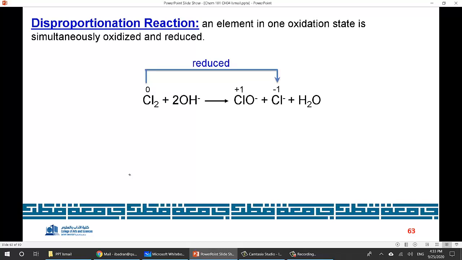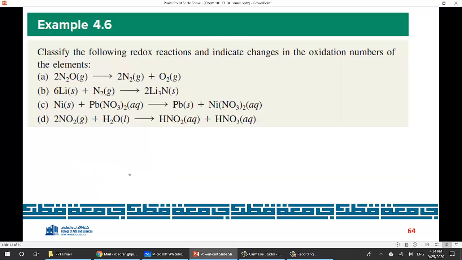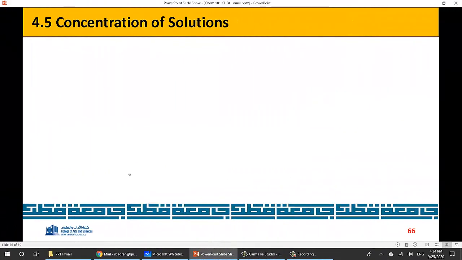So chlorine is reducing and oxidizing at the same time. Basically it's both the reducing agent and the oxidizing agent at the same time, and this is called a disproportionation reaction. This happens in many cases, and it's very interesting to see these cases. Based on that, we can classify the following redox reactions and indicate changes in the oxidation number of the element. We have 4 examples that we are going to discuss in the class, inshallah. So that would be the end of this lecture.